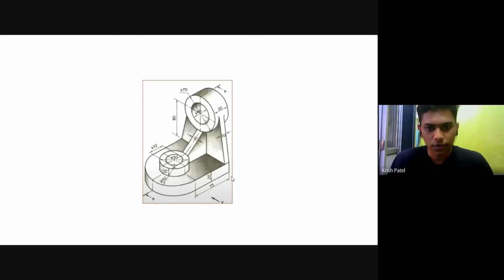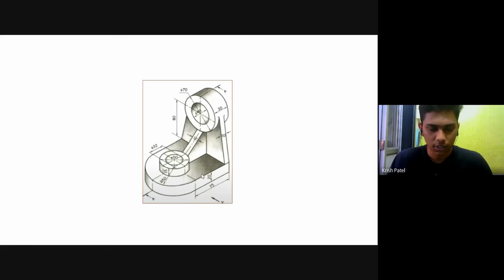For the length, we'll have to consider this semicircular arc which is of radius 50, plus from this point to this point it is given 75, and we'll have to consider this width of the circle which is 10. So 50 plus 75 plus 10 which is 135. So the length is 135.